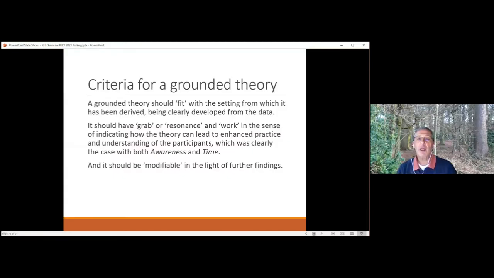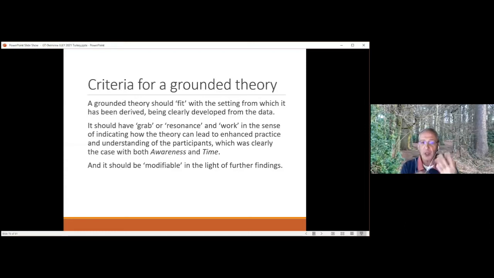Okay, so how do you know you've got a good grounded theory? Well, the grounded theory should fit with the setting from which it's been derived. It should have grab or resonance, and it should work. So it should actually help in practice. Remember, I've already mentioned this, okay? And it should be modifiable.